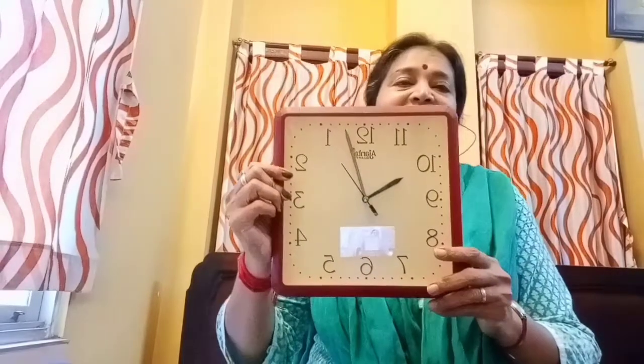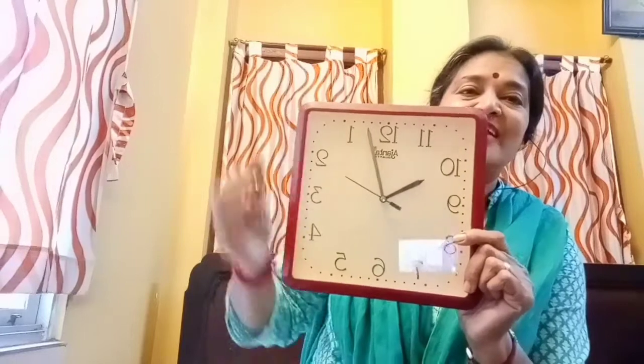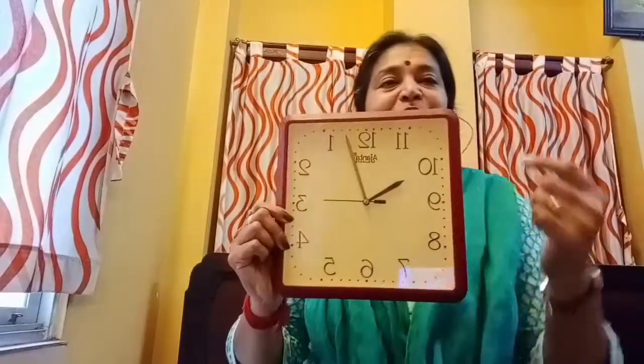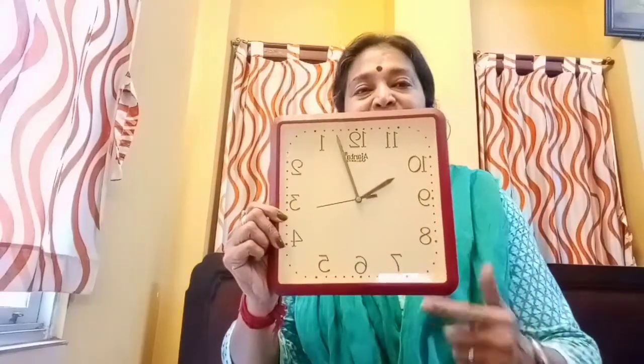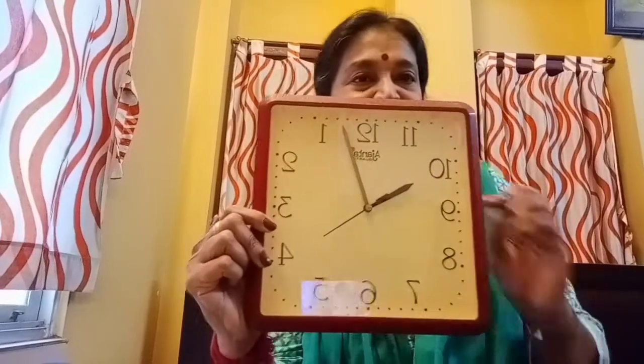See children, this is a clock. It is an example of a clock, and as you have already done the plane shapes, square and rectangle, so easily we can say this is a square shaped clock. Now in this clock we can see various things.